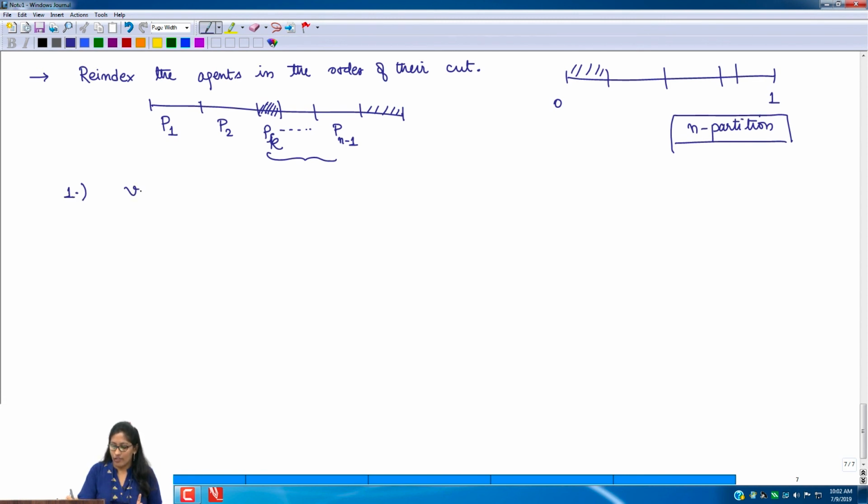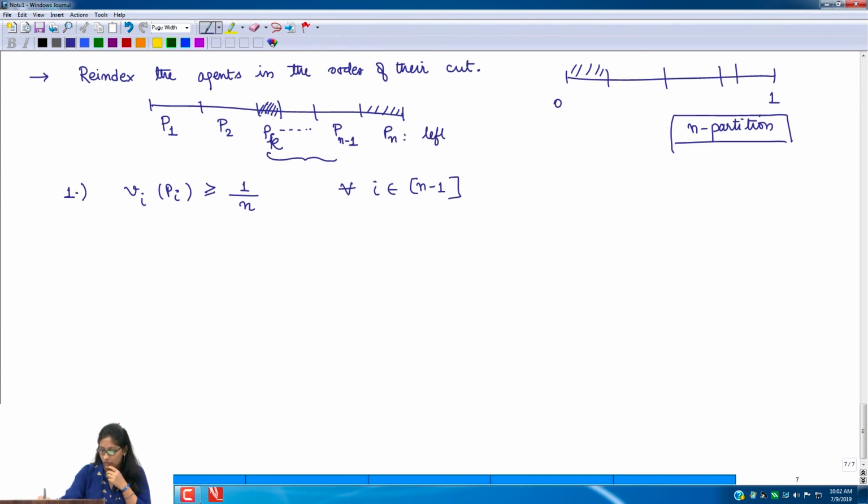The first observation is Vi of Pi. Do I know something about this particular value? Yeah, this is at least 1 by n, right? This is how the cuts were made. And this is for all of the first n minus 1 agents, right? At least this much I know. And this Pn is the leftover piece, as we all know.